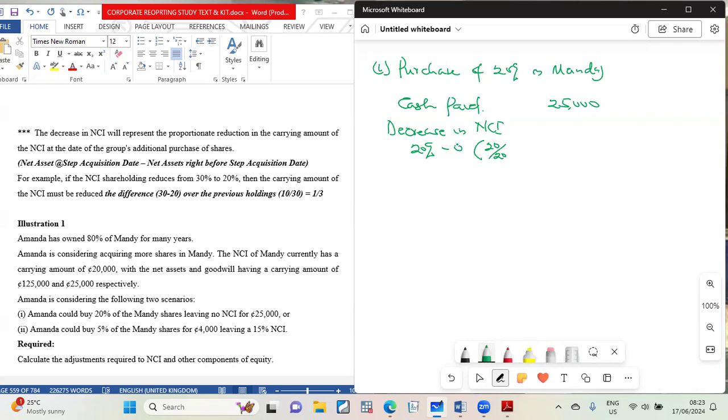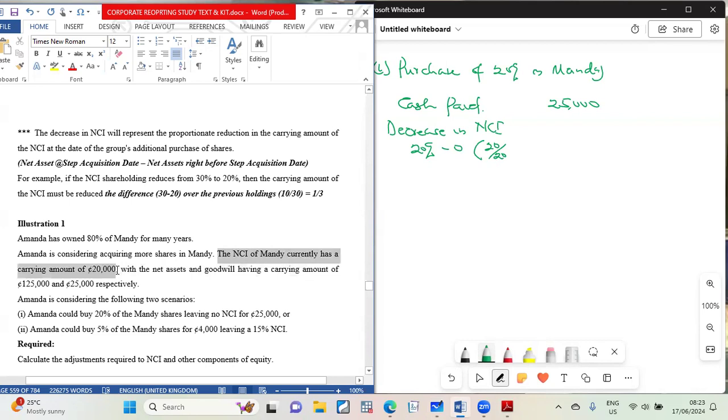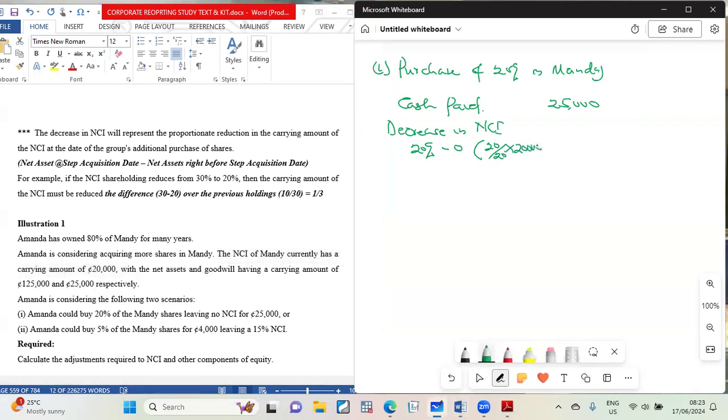So how do we find the carrying amount as at then? Good news for us. It says that the NCI of Mandy has a carrying amount of 20,000. So here we've been given the carrying amount of 20,000. And these are the net assets too that we have. So that tells you that the decrease is also 20,000.